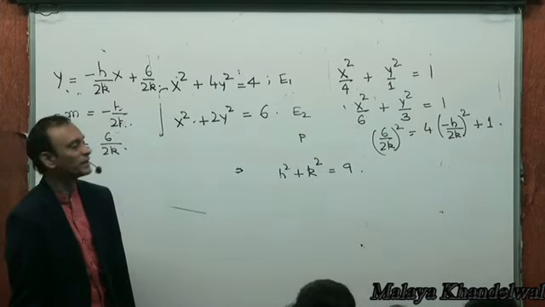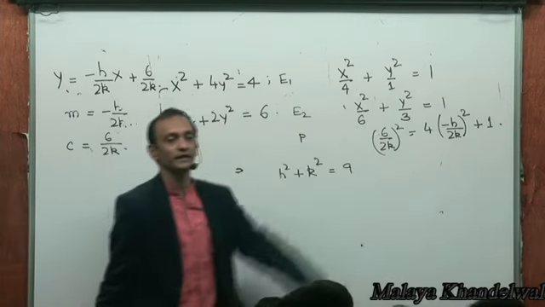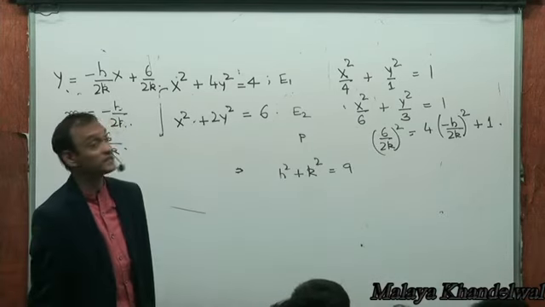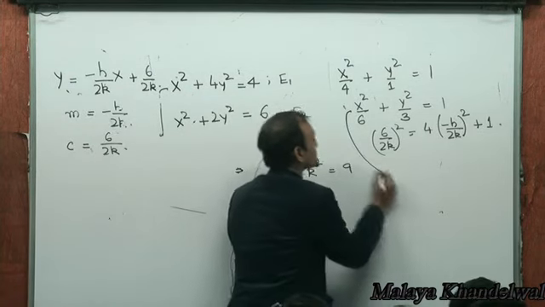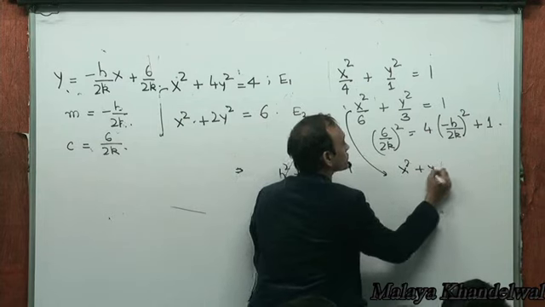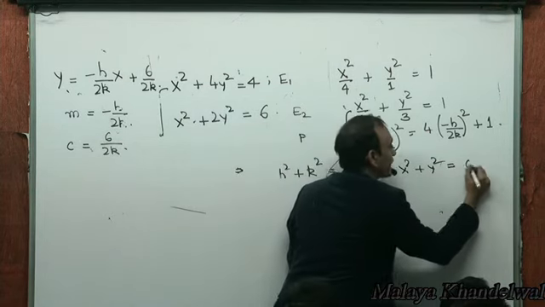Right? Multiplying by k squared, dividing by 4, so this will be 9. Right? h squared plus k squared is 9. Do you realize that the director circle of the second ellipse is x squared plus y squared is a squared plus b squared, which is 6 plus 3, that is 9?